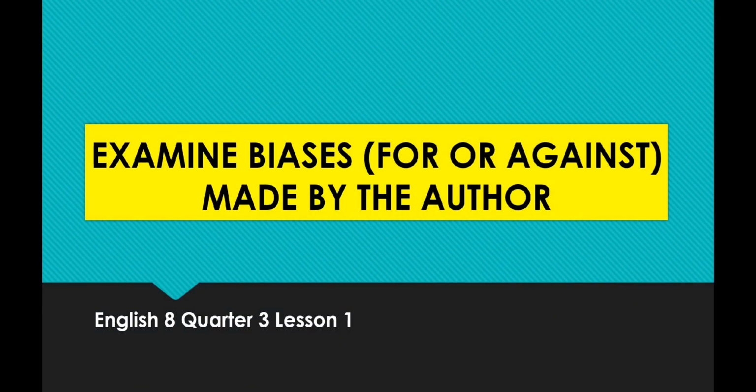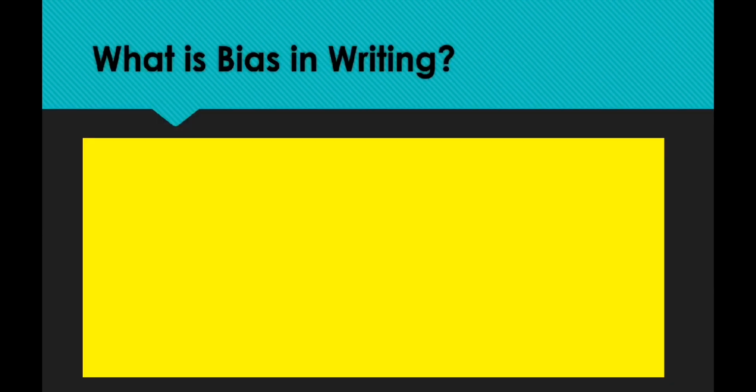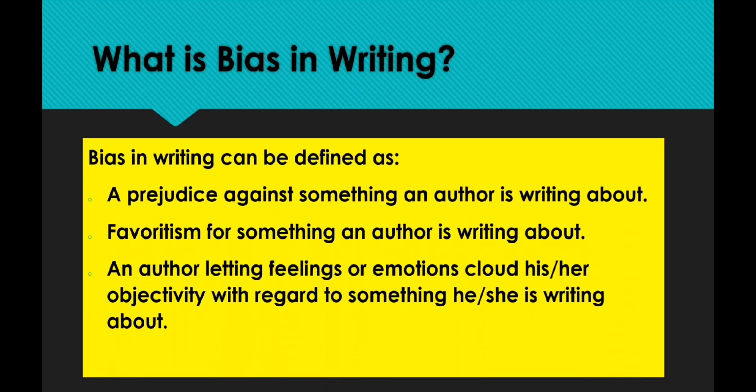Examine biases for or against made by the author. What is bias in writing? Bias in writing can be defined as a prejudice against something an author is writing about, favoritism for something an author is writing about, and an author letting feelings or emotions cloud his or her objectivity with regard to something he or she is writing about.